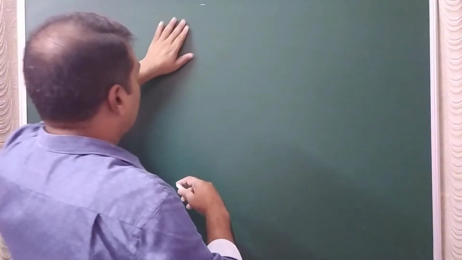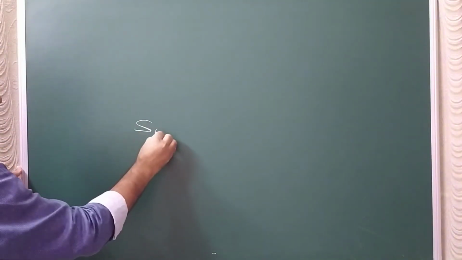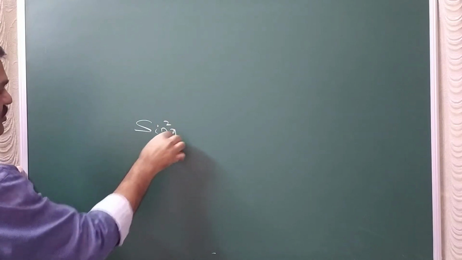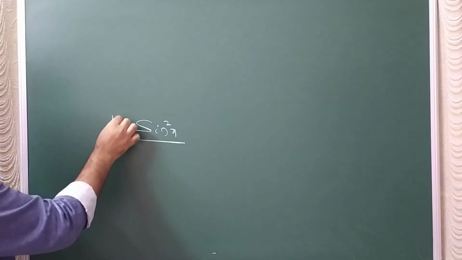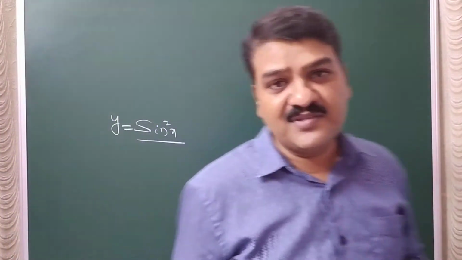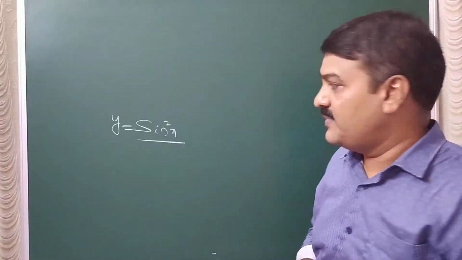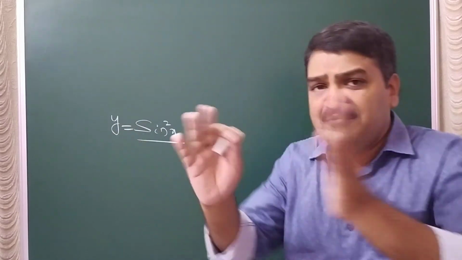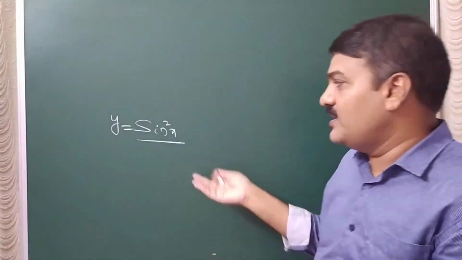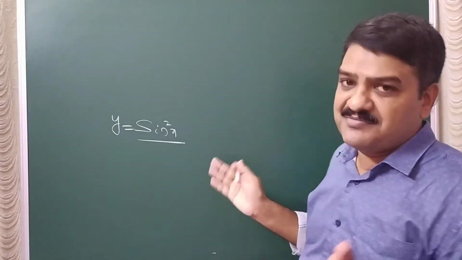Let me take the discussion of sine square x. So let us find the graph of sine square x, meaning y is equal to sine square x. For drawing the graph of the function, you have to take some interval, meaning we have to draw the graph between some limits. Without limits, you can't just draw the graph. Some limits will be there.